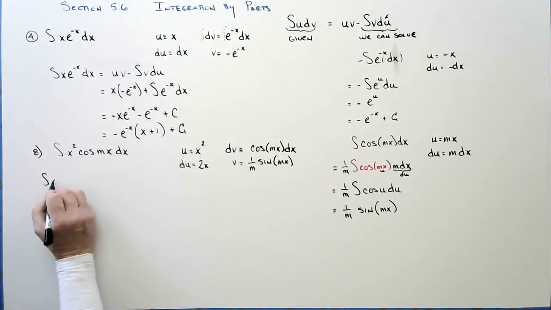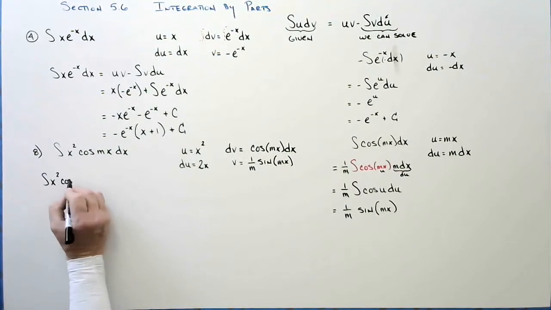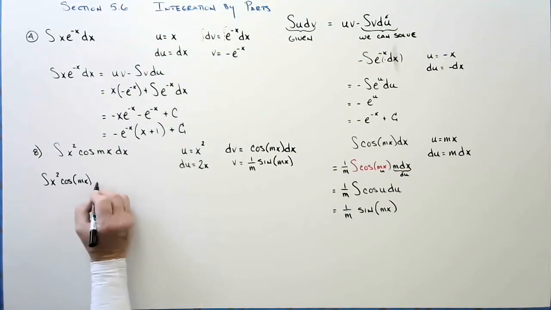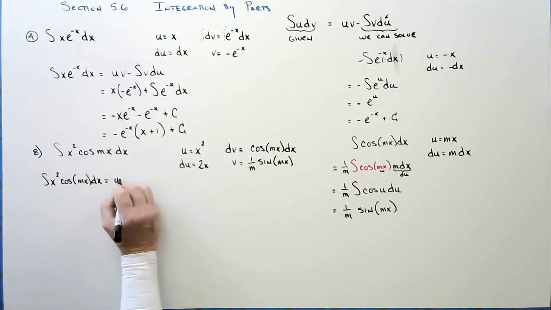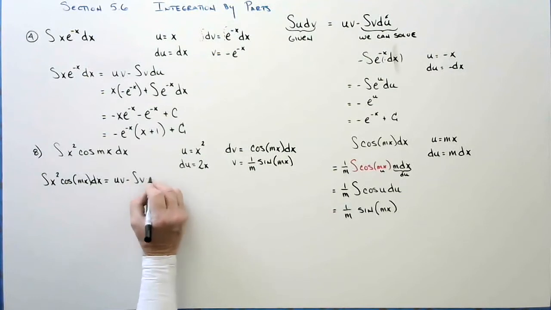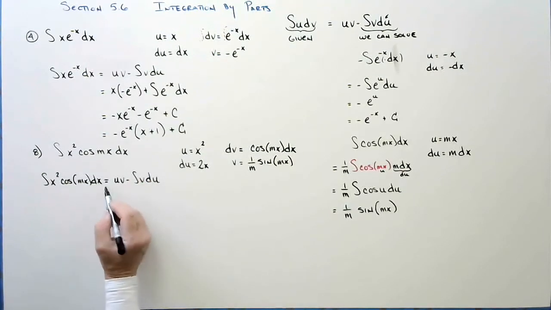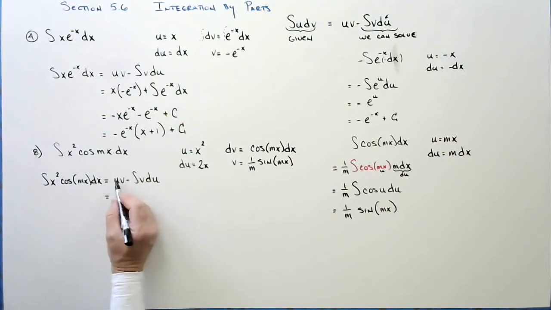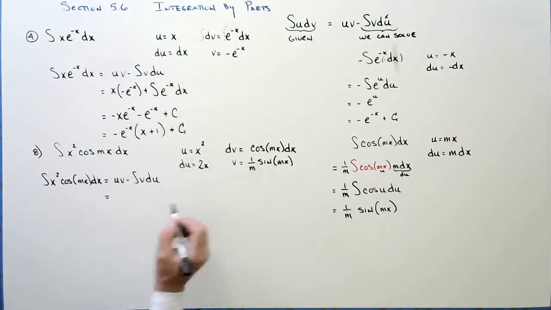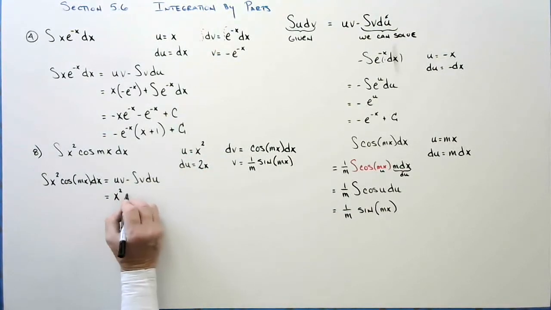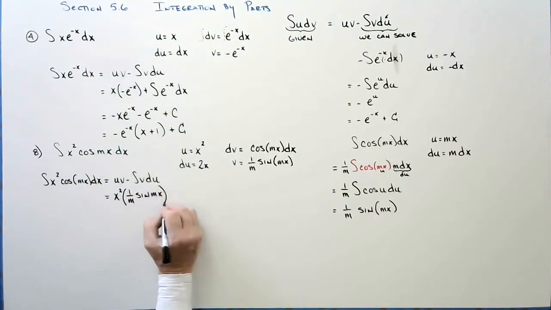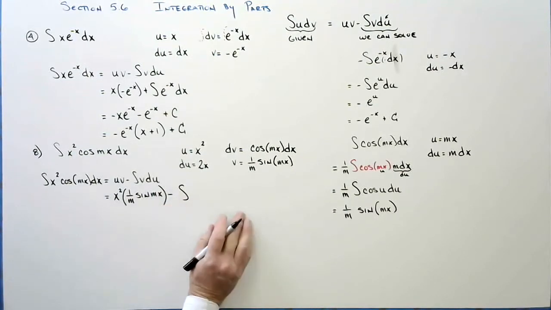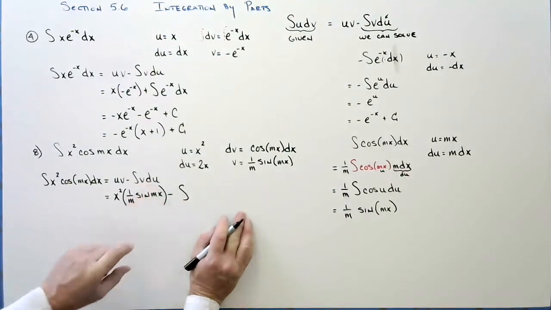This is going to give us the integral of x squared cosine mx dx is equal to uv minus the integral of v du. And if we substitute everybody in here, u times v, that's going to be x squared times v, so we're going to get x squared 1 over m sine mx minus the integral of v du.